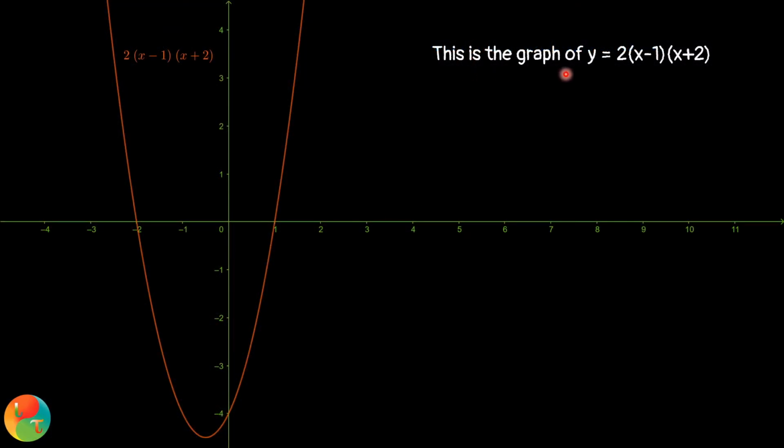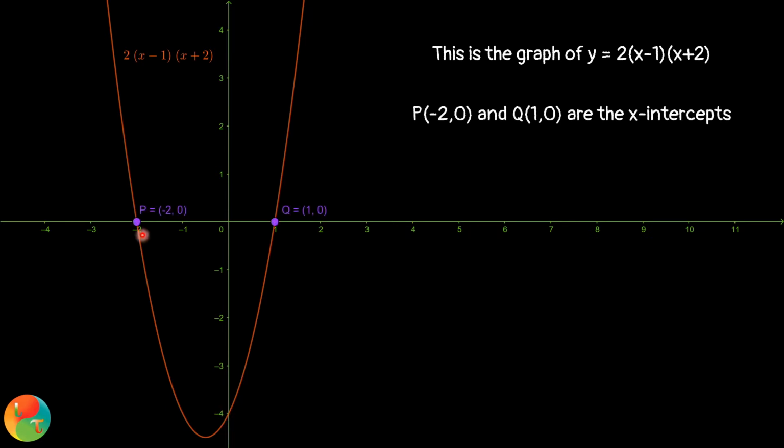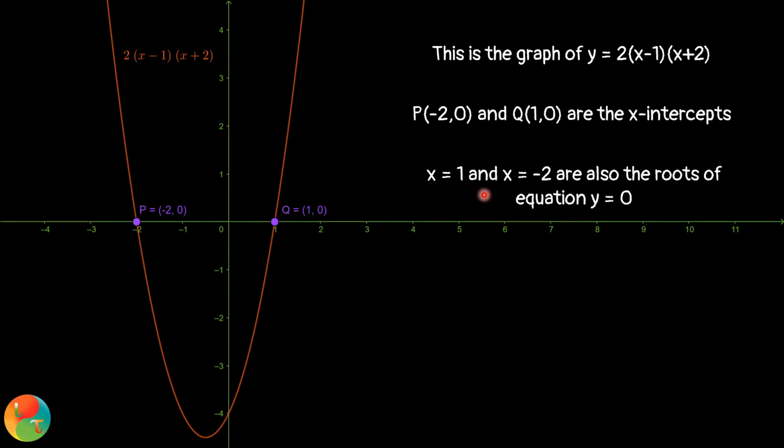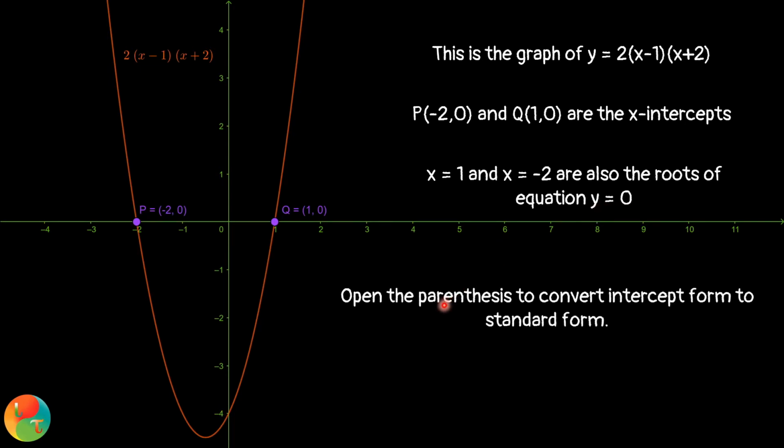So this is the graph of y is equal to 2 into x minus 1 into x plus 2. As you can see, this graph is a parabola and it is intersecting x-axis at 2 points, whereas it is intersecting y-axis at 1 point. So coordinates of point P are minus 2, 0 and coordinates of point Q are 1, 0. P and Q are the x-intercepts. X equal to 1 and x equal to minus 2 are also the roots of equation y is equal to 0. Now open the parenthesis to convert intercept form back to standard form.